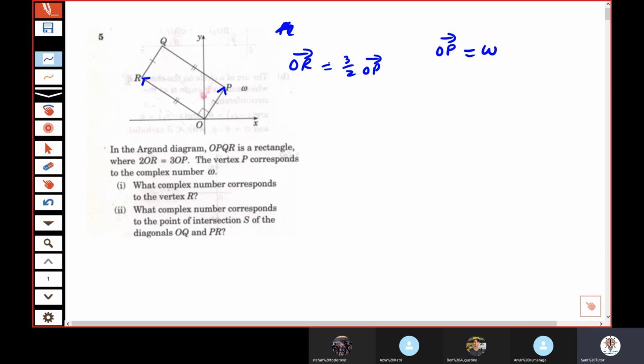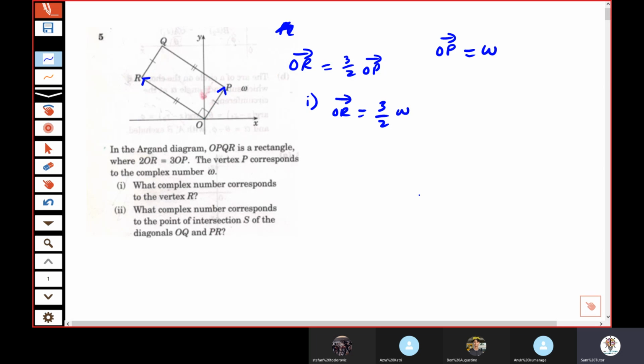So again, essentially I'm finding OR. I now know I need to find OR, and I know OR is 1.5 times OP, so therefore my answer is OR is 3/2 omega. Nah, that's not right, is it? Why? What have I missed? What does it mean when I'm saying it's 1.5 times omega? Come on, I really want you guys to understand it. If you said vector OR is 1.5 times omega, isn't that what you just found? It's in the right direction. So what are you going to do?